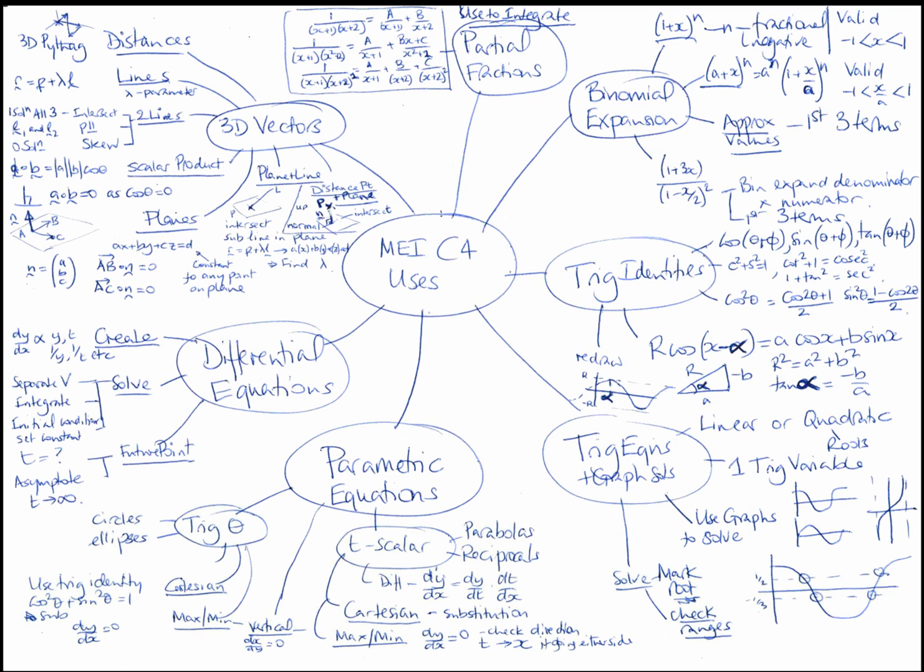Last 2 bits. Finding the intersection of a plane and a line. Well, what are we doing here? Well, we're finding the lambda value. We're coming along the line till we hit the plane. So we substitute, therefore, our x, y, and z from the line into the plane equation. We find the lambda that works. That's the point of intersection.